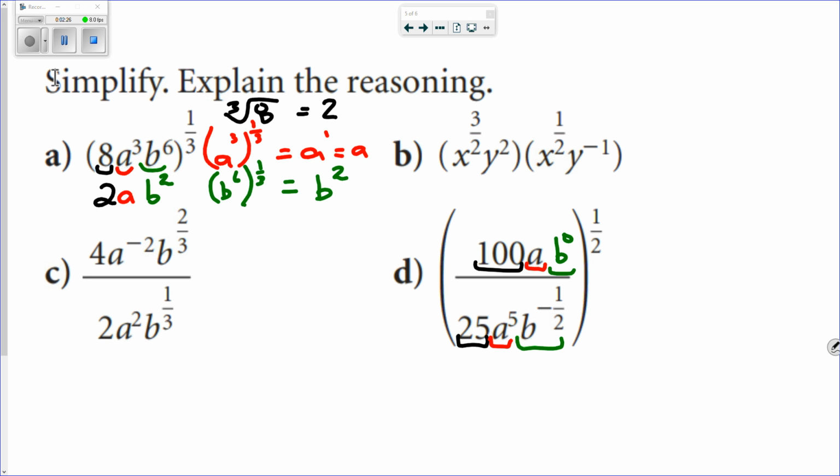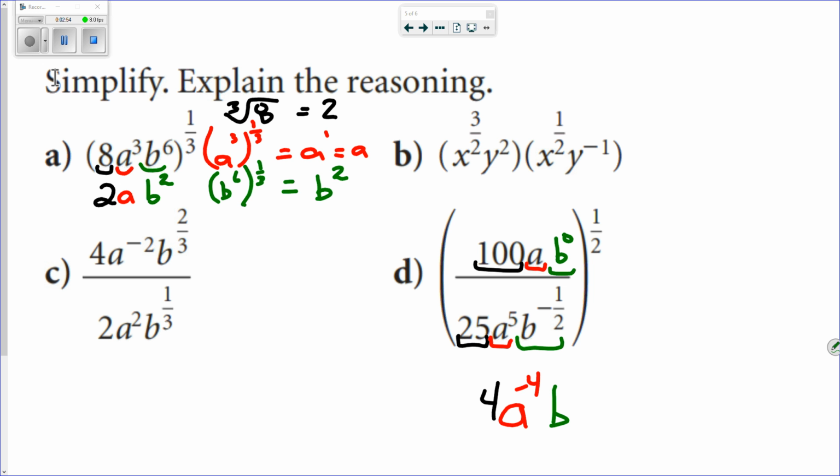So let's start with our coefficients. We have 100 divided by 25 is 4. We look at our A. We have a to the power of 1 divided by a to the 5th. So because we're dividing, we're going to subtract those powers. So 1 minus 5 is -4.